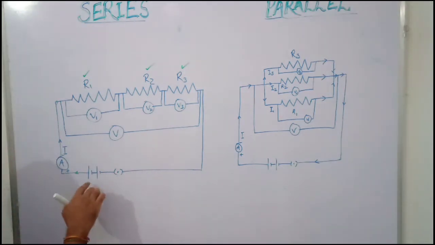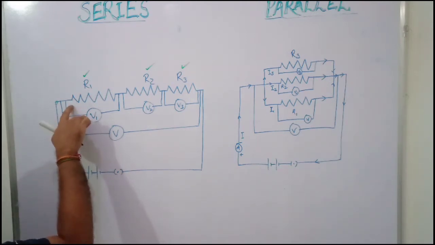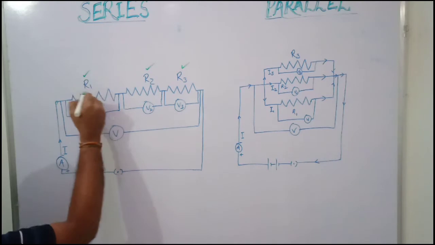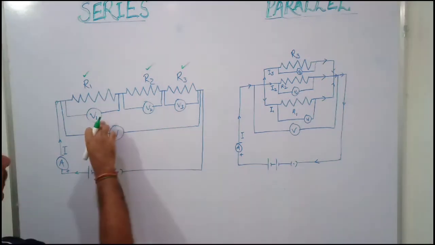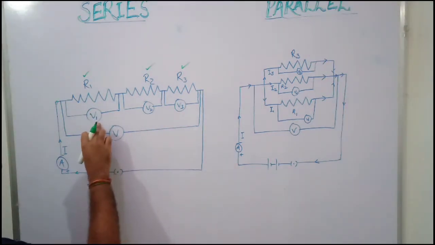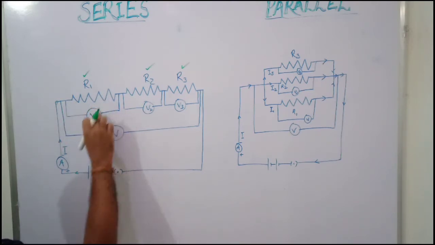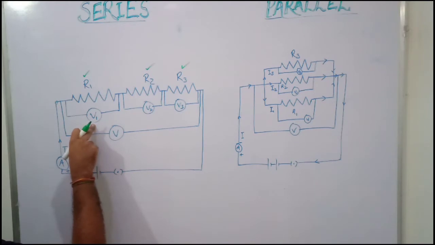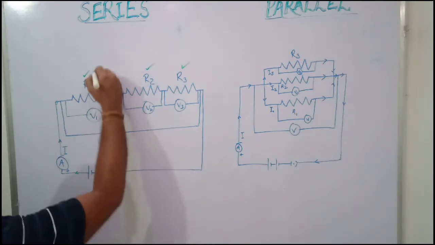Now what happens? The electrical charges are given the potential energy by the battery. Now this potential energy, when the electric charges pass through this resistor, they have to work, they have to make their way through this resistor, because this resistor offers resistance. Now when they work, they will lose some of their potential energy. Now this potential drop across R1, we have measured with this voltmeter which is connected across R1, and suppose the potential drop is V1.